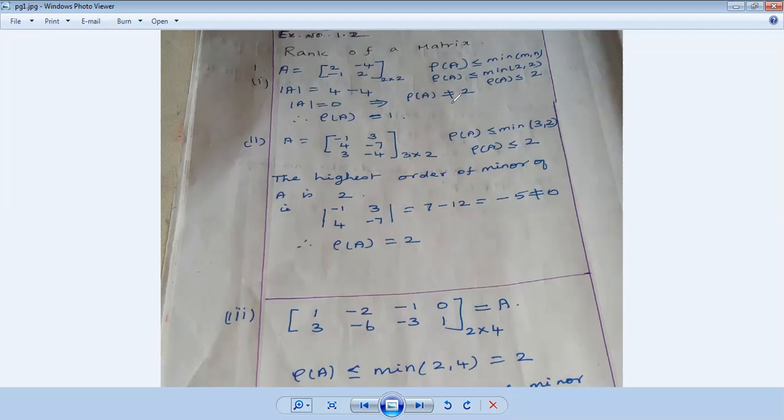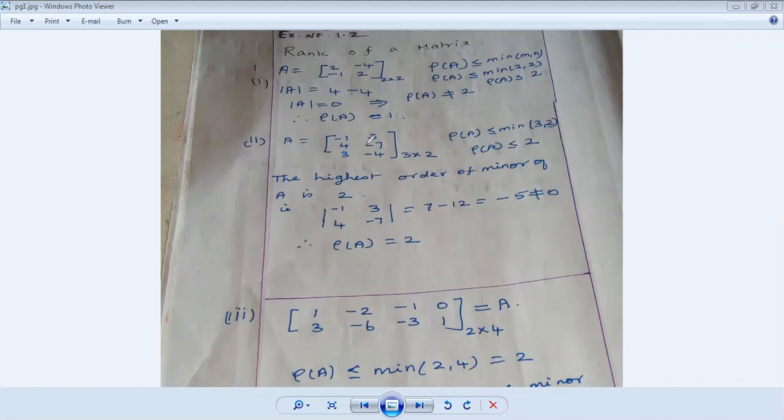That means rank of the matrix is not equal to 2. If the determinant value is equal to 0, the rank of the matrix is not equal to 2. Then it should be 1. Therefore, rank of matrix A equal to 1. Clear students? Okay. Now we are going to go through the second question.